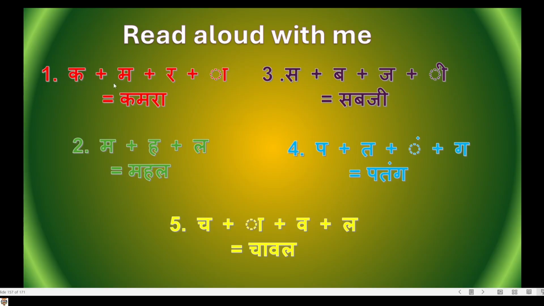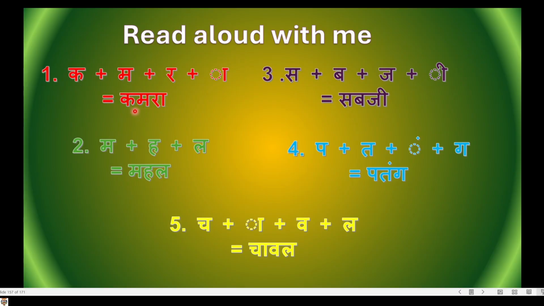Ka, Ma, Ra, and here it is the aa ki matra symbol, and I have split this for your better understanding. In this case, Ra plus aa ki matra together will form Raa. Now, Ka plus Ma plus Raa is not Kamraa. Instead, it is to be pronounced as Kamra.